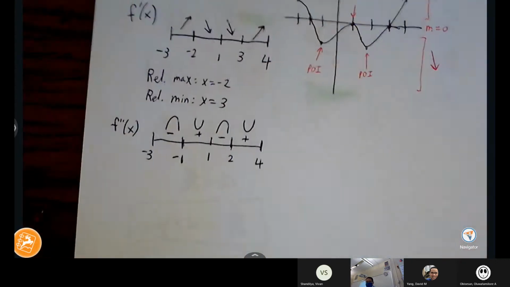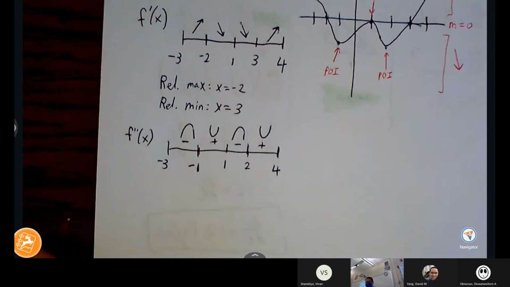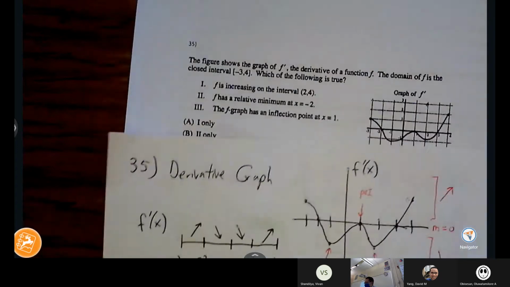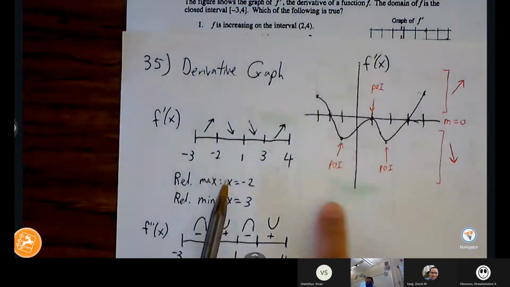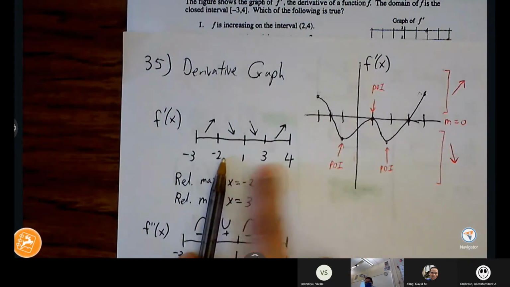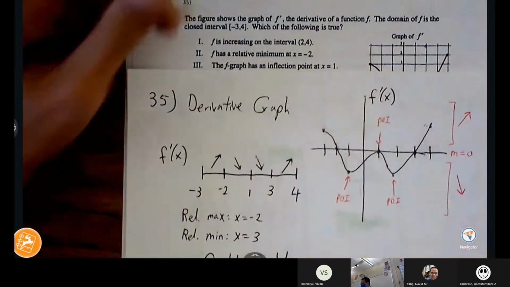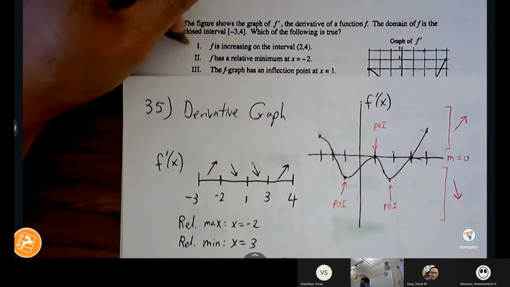Okay, so I think we probably have more than enough information to answer our question here. So let's see what the question says. It's saying f is increasing on the interval from 2 to 4, and we see that's not true, right? Portions of it is, but not all the way from 2 to 4, so we know that this option is out.